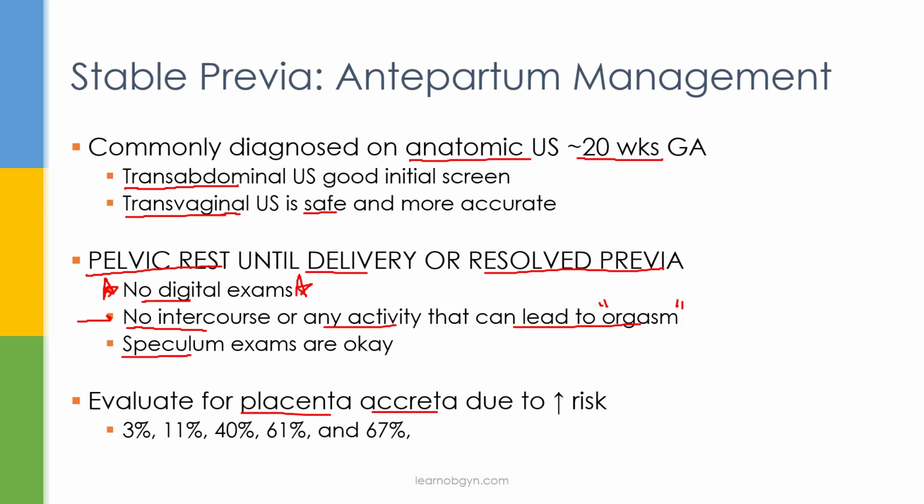And if you know someone has a previa, you should also evaluate for something called a placenta accreta. We'll talk more about this diagnosis later on, but if someone has had one C-section and they also have placenta previa, they have a 3% risk of having accreta. If they've had 2 C-sections, that's 11%, 3 is 40, then 61, and 5 C-sections and a placenta previa puts someone at a 67% risk of also having an accreta at the same time. As a med student, you should not try to memorize these numbers.